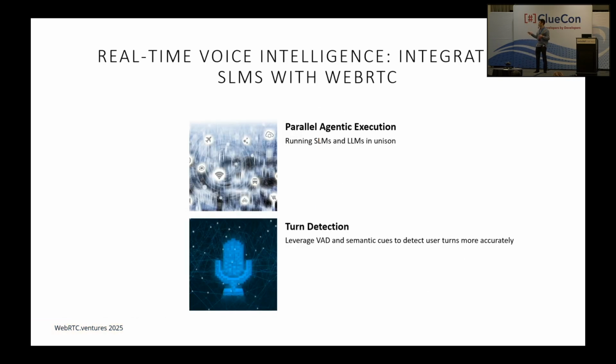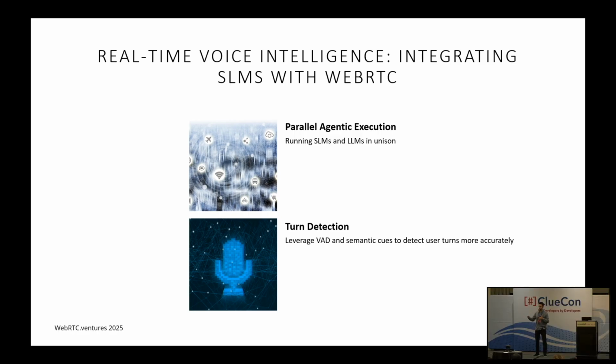Another thing that is usually done with small language models is parallel agentic execution. So you can have different voice agents answering at the same time if you want, and just pick the part that you are interested in. The small language model, for example, can respond with something like, "Sure, let me answer this," or "Sure, I can help you with that," and then have the large language model handle more complex actions.